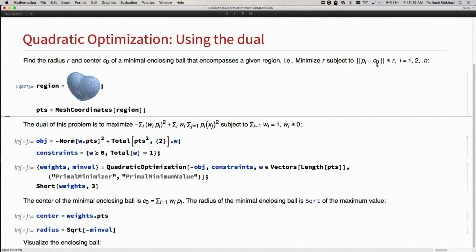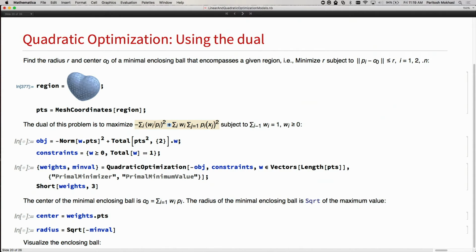We have this region, and we want to find the smallest ball that encloses this region. That's the objective, the optimization problem you want to solve. Minimize R subject to a number of points being less than or equal to R, and you want to find this R and C naught, the center of the ball.